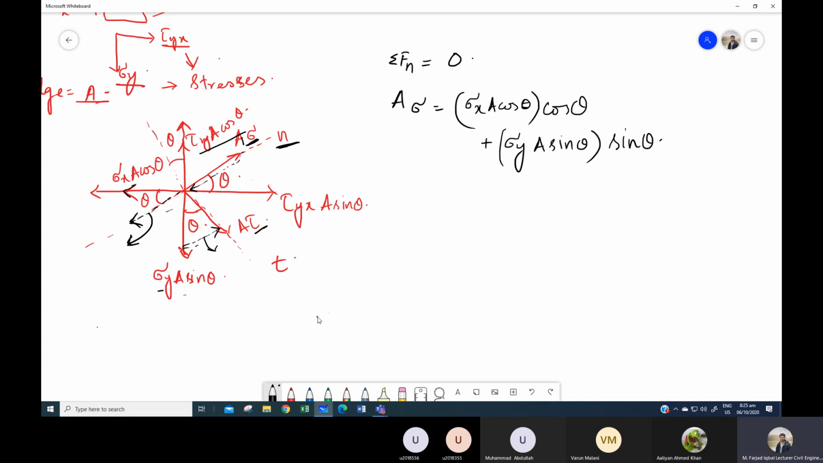Let me show it over here. This is the n axis, this is the t axis, and this is tau yx is sin theta. We need this component of it. So what will be this component? This component of this tau yx is sin theta, because we are writing the equation for the n axis. So what will be this component?